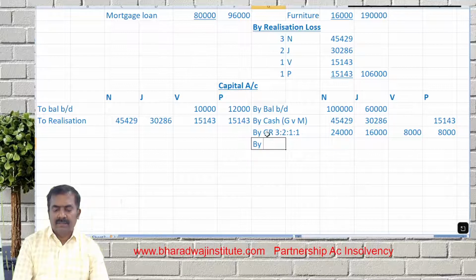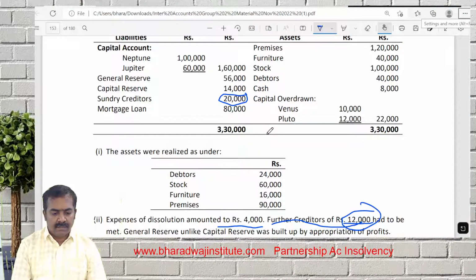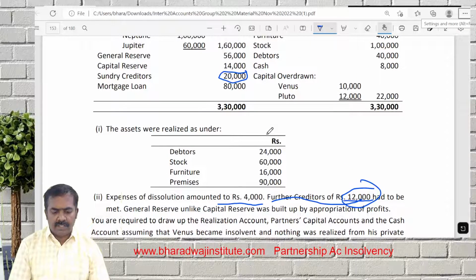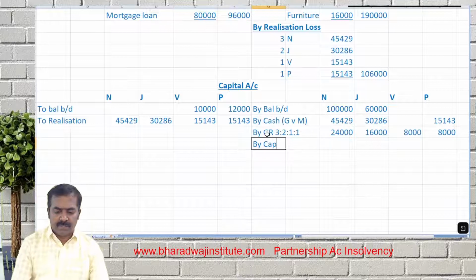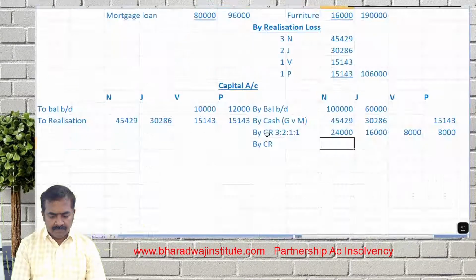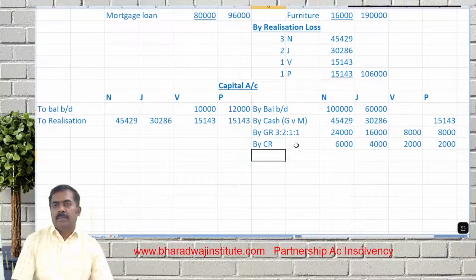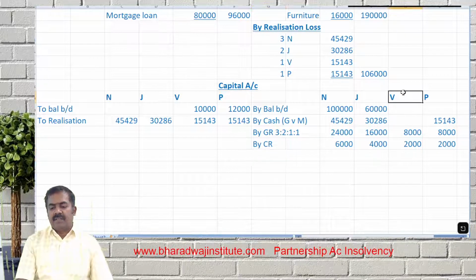Sir, general reserve, like capital reserve, was created by appropriation of profits. The line is just to tell that it's a past appropriation. Capital reserve is also in the same ratio. 6,000, 4,000, 2,000, 2,000.